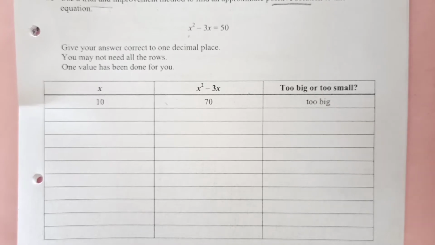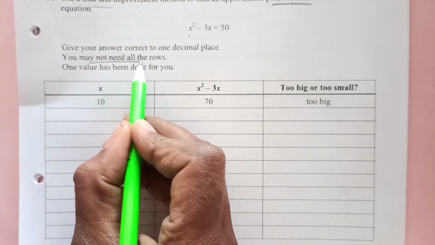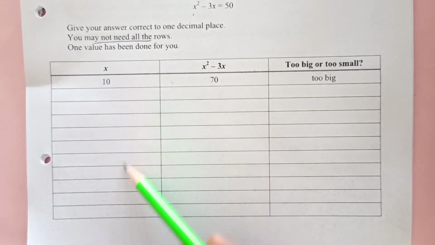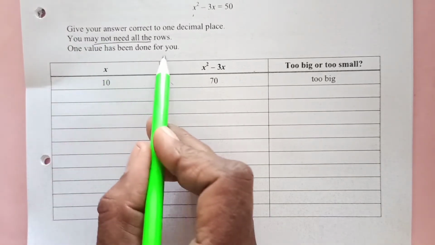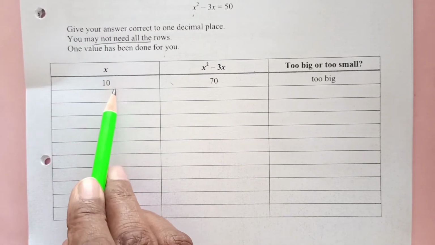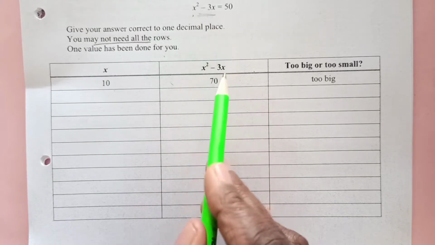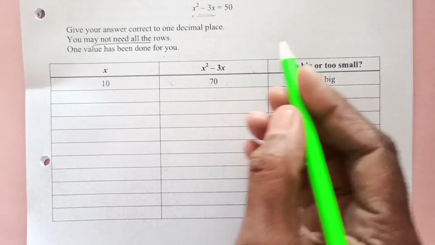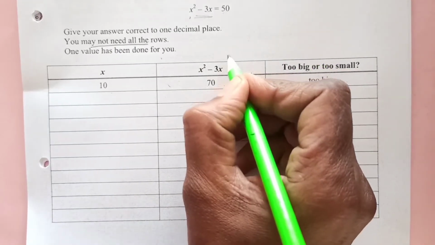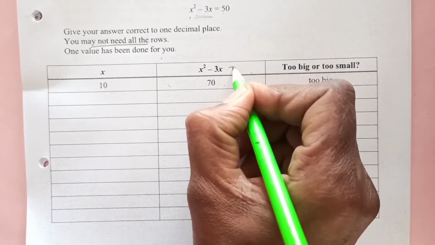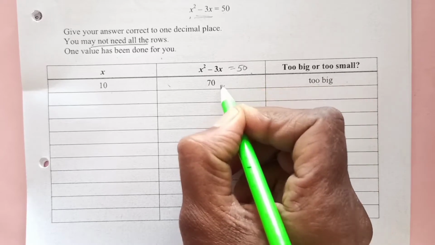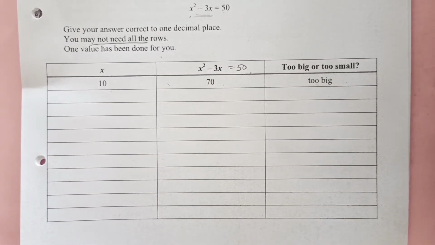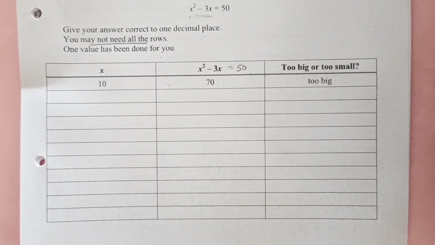You may not need all the rows. What does that mean? That means you need not fill all of this. One value has been done for you. For this value of x, the expression is equal to 70, which is too big compared to 50. So this value should come to 50, right? Then we are going to compare it with 50. Is it big or is it small?